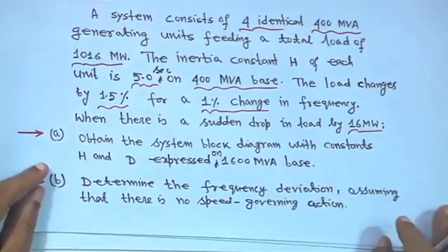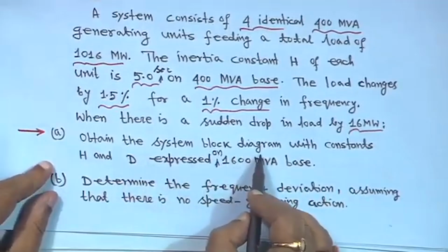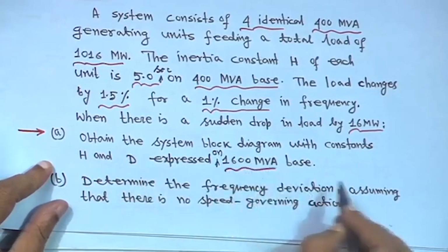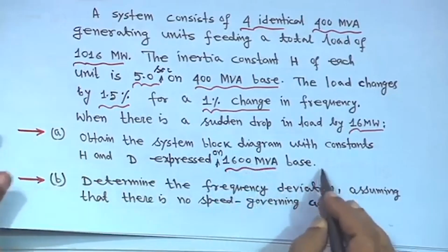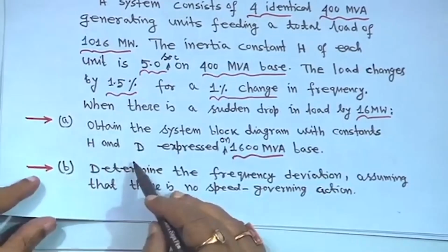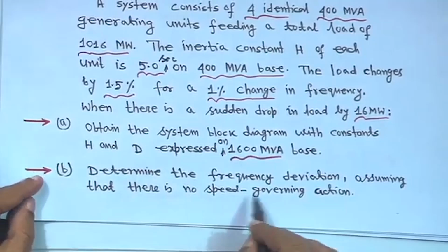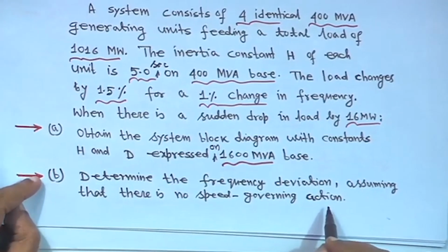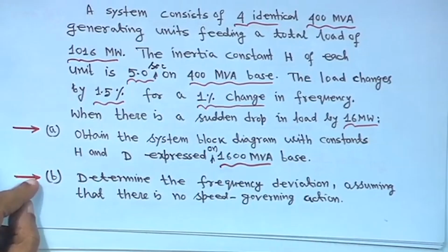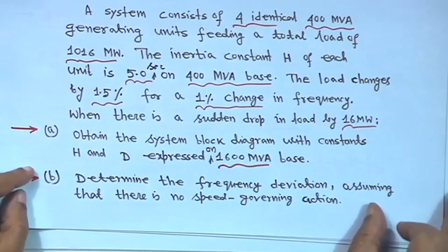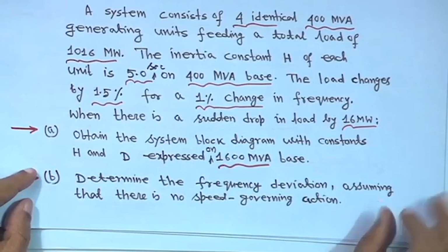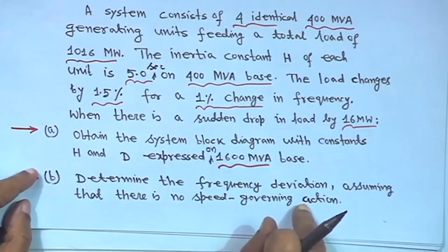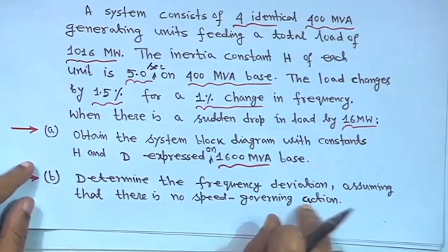Then what you have to do is obtain the system block diagram with constants H and D expressed on a 1600 MVA base. The second thing is, determine the frequency deviation assuming that there is no speed governing system. If there is no speed governing system, it means that delta Pg is equal to 0. This should be in your mind: whenever they say no speed governing action, delta Pg will be 0.